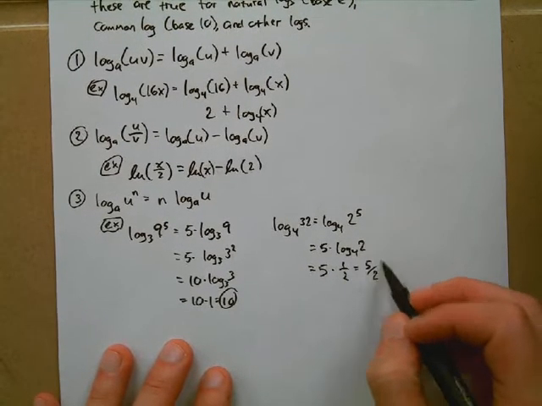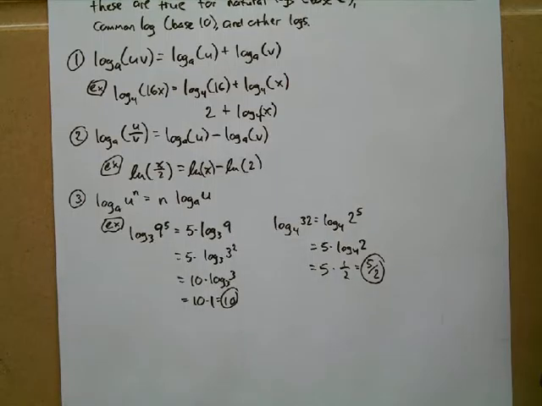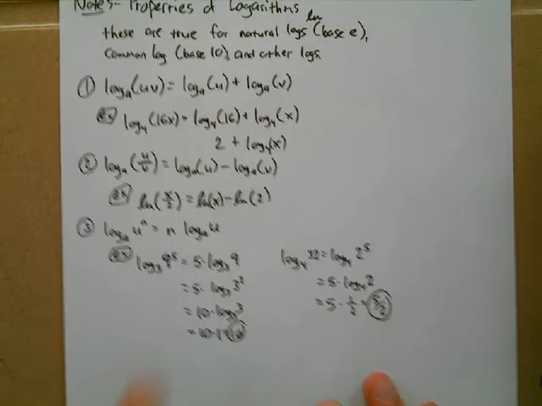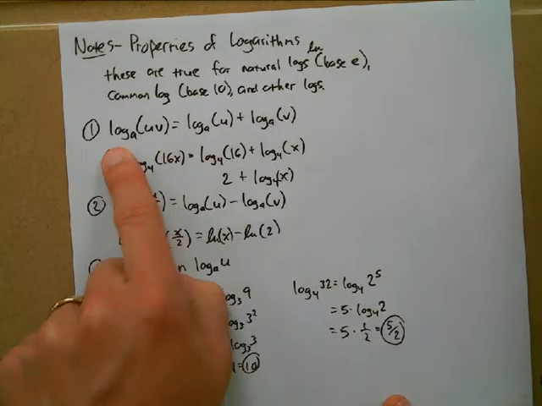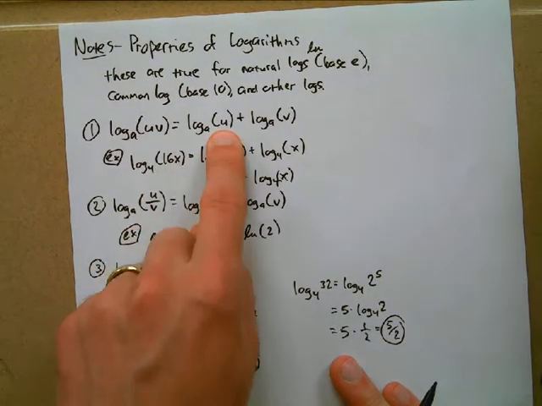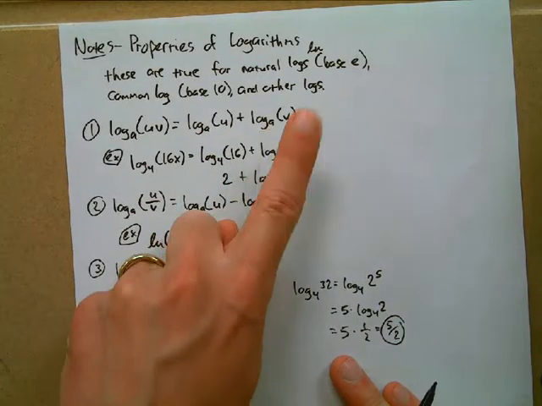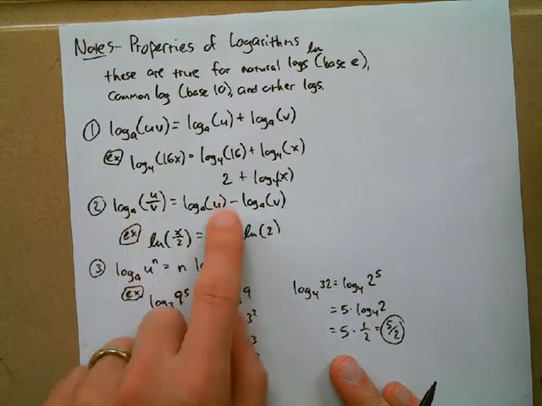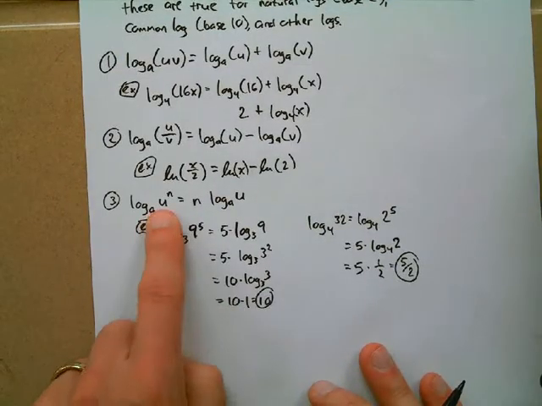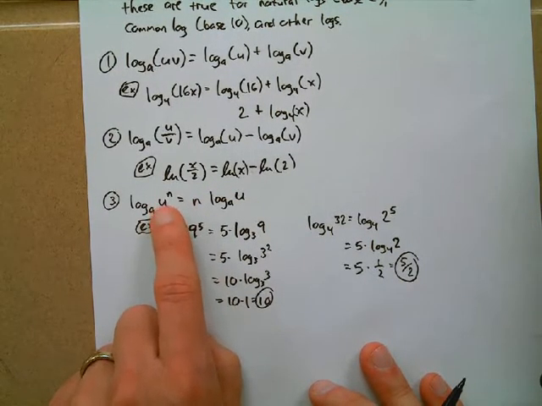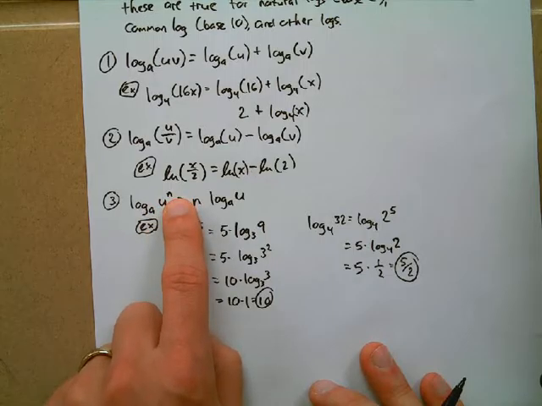So there's how we can use our properties. When you have the log base a of a product, it's the same thing as log base a of the first part of that product plus log base a of the second part. When you have division, it changes to subtraction. And when you have something raised to an exponent, that exponent can go out front. The whole quantity needs to be raised to the n in order for you to pull that n out front.